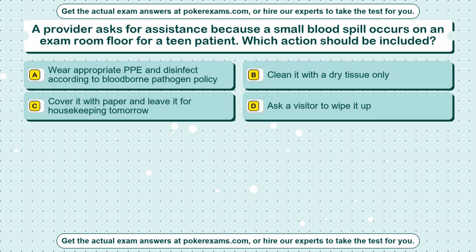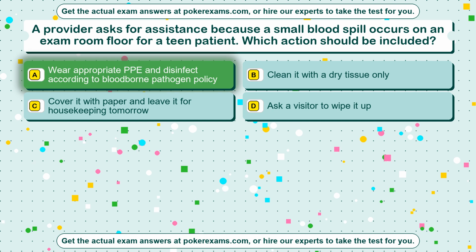Question 18. A provider asks for assistance because a small blood spill occurs on an exam room floor for a teen patient. Which action should be included? Option A, wear appropriate PPE and disinfect according to bloodborne pathogen policy. Option B, clean it with a dry tissue only. Option C, cover it with paper and leave it for housekeeping tomorrow. Option D, ask a visitor to wipe it up. The correct answer is option A, wear appropriate PPE and disinfect according to bloodborne pathogen policy.